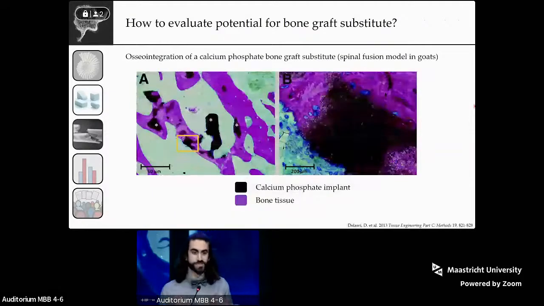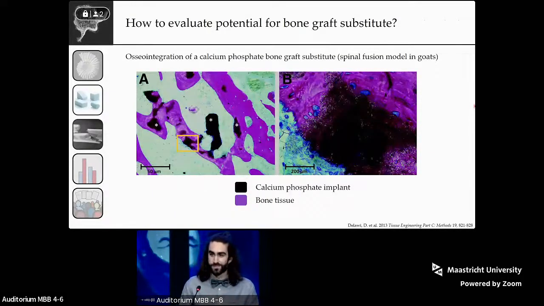Now, okay, we have this biomaterial. How do we evaluate its potential as a bone graft substitute to replace a bone transplant? There are many things that come together to make sure that the biomaterial works as an implant. One of them in bone is its capacity to bind directly to the bone tissue without the formation of a fibrous capsule around it. What I have here is an image of a calcium phosphate implant in black, and it's surrounded by bone tissue in pink.